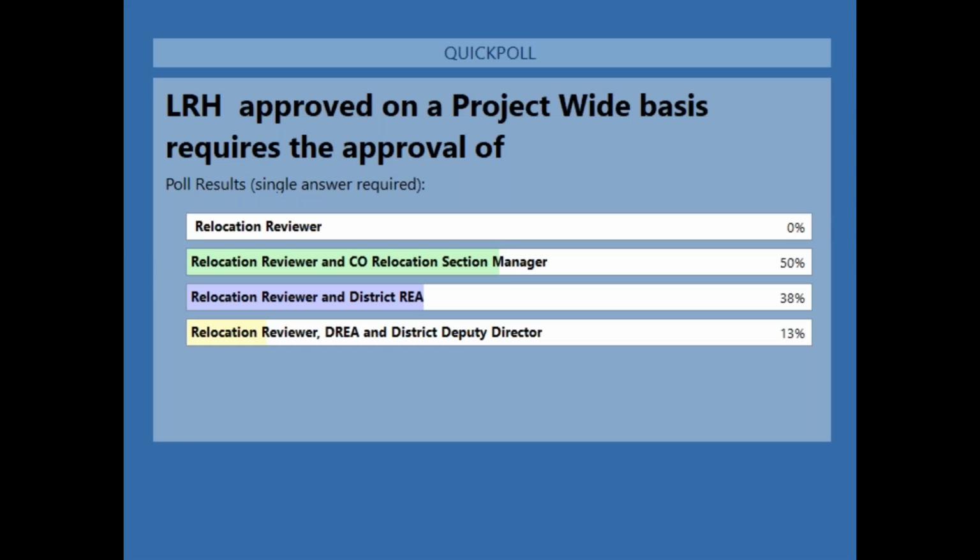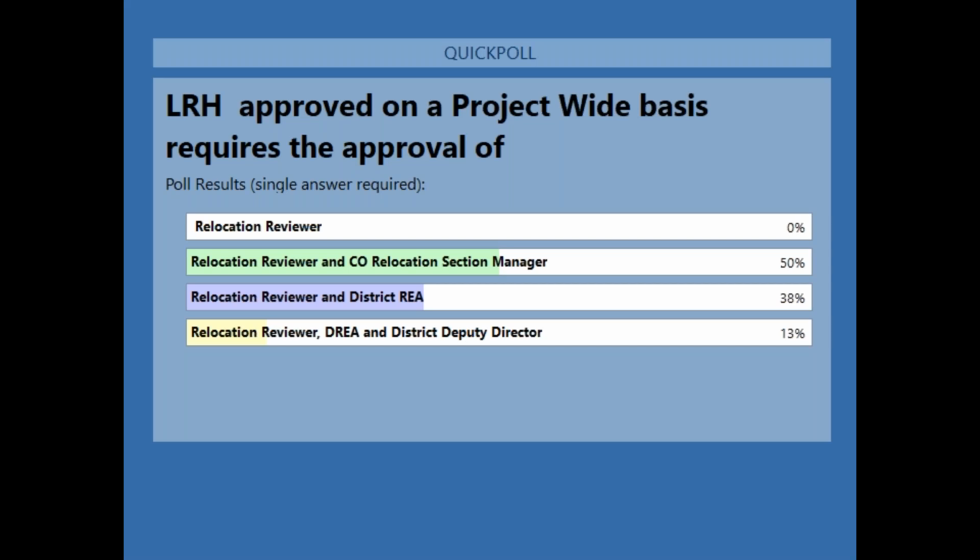Oh, we're a little all over the board here. So on a project-wide basis, it requires central office approval. On an individual parcel basis, it requires a reviewer and the district REA.